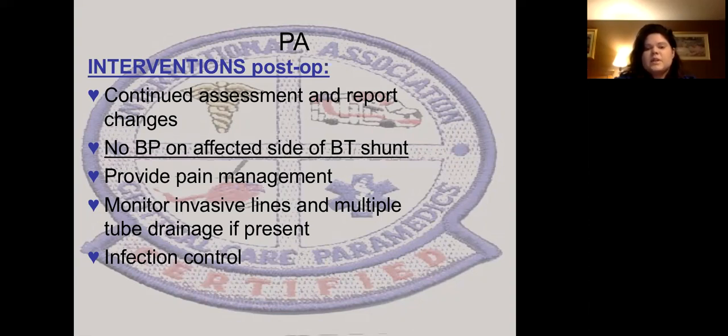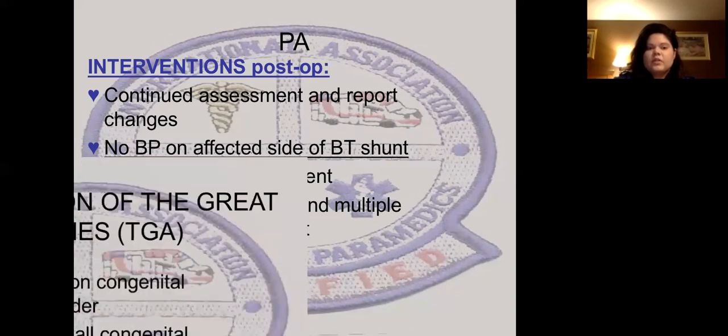Definitely pain management, because even though they're little, they are hurting. Monitor your invasive lines, your sites where the surgery took place, and watch for infection. Maintain a lookout for infection control.